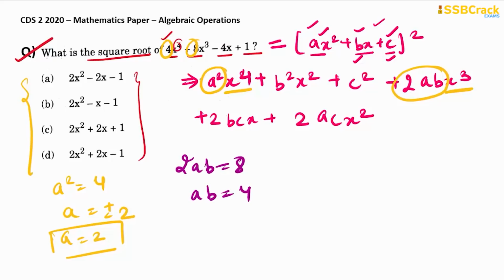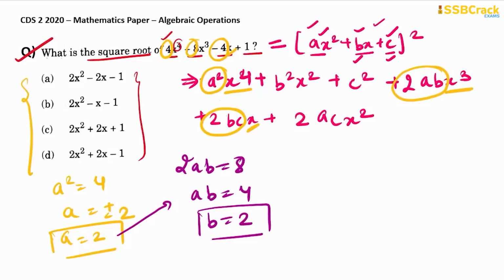So we can put a = 2 in this equation, and we will get b = 2. Now we can compare the coefficient of the third term, which is x here. The coefficient of x is -4, and here the coefficient of x is 2bc. So we get 2bc = -4. This implies bc = -2, and we have got the value of b already, which is 2. So this implies c = -1.